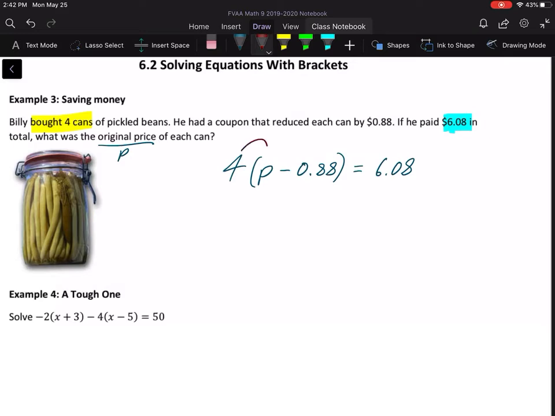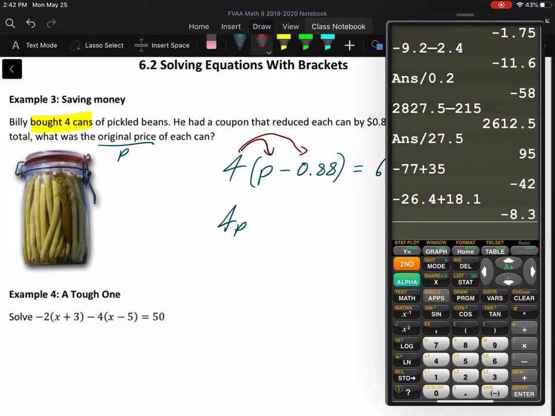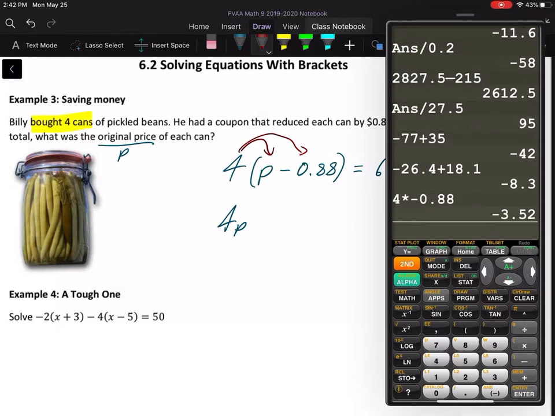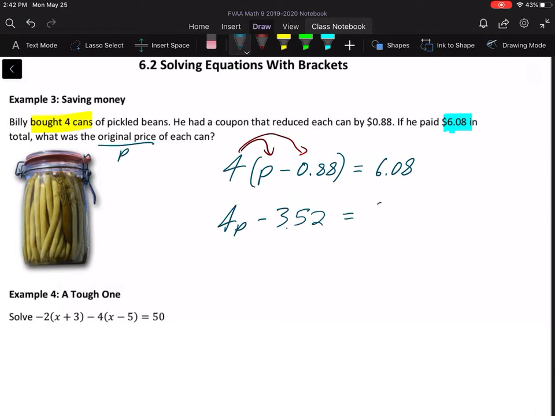So first the 4 times the P, which is 4P, and then the 4 times the negative 0.88. 4 times negative 0.88 gives me negative 3.52, and that's equal to $6.08. So what this is telling me is I've saved $3.52 with that discount 4 times each can, because this discount is applied on each can, so it has to be applied 4 times, which is what we did here.